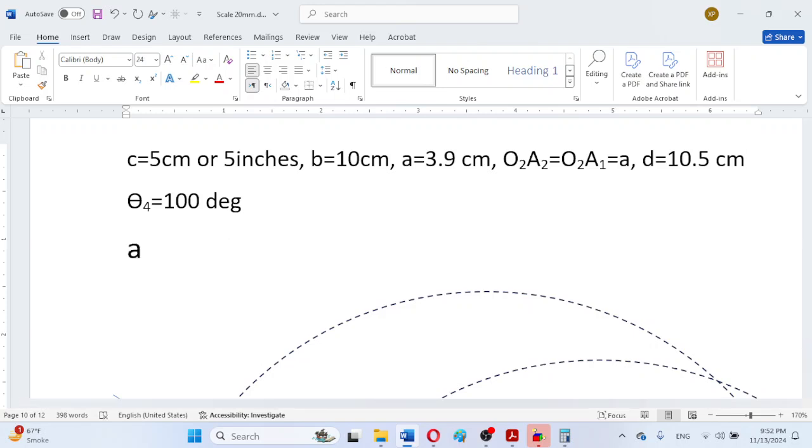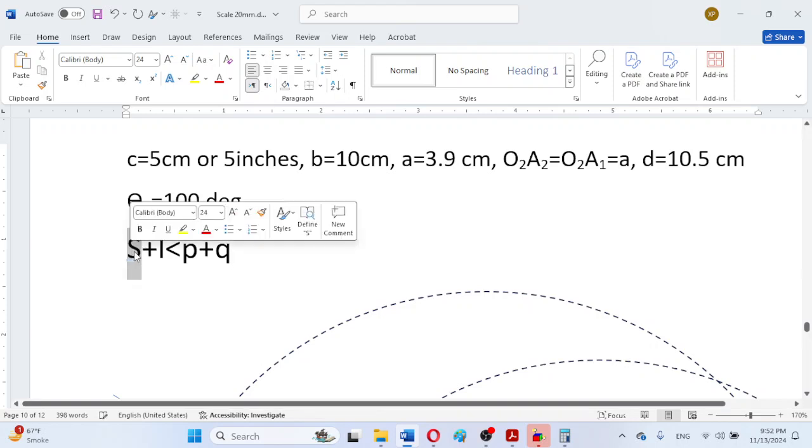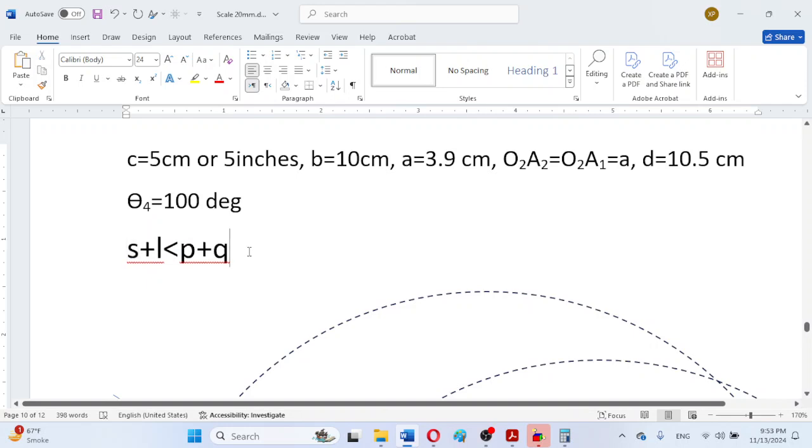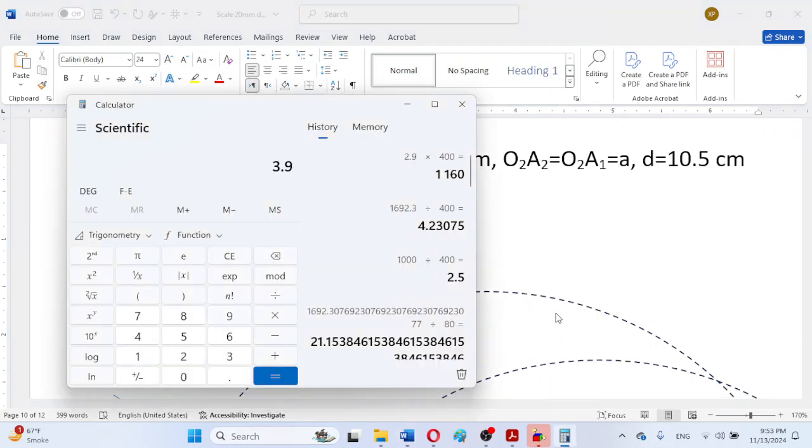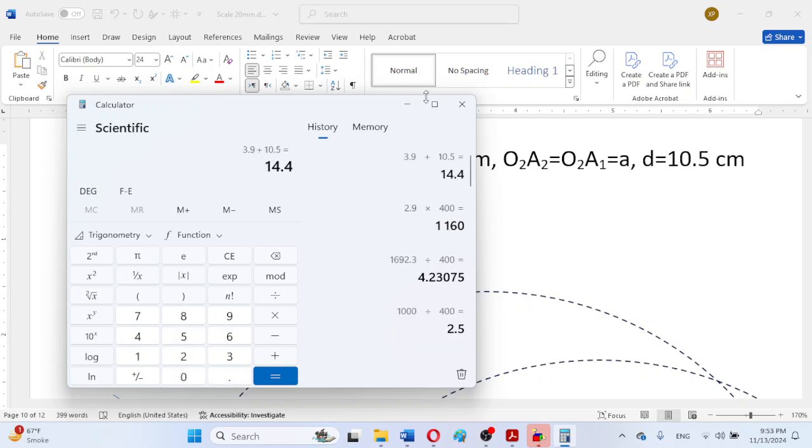So now apply the Grashof law, that S plus L must be less than P plus Q. So as we can observe here, the smallest link is 3.9, plus the largest link here, that is actually 10.5 centimeter, and their sum is equal to, we can use this calculator, 3.9 plus 10.5, so that is 14.4.